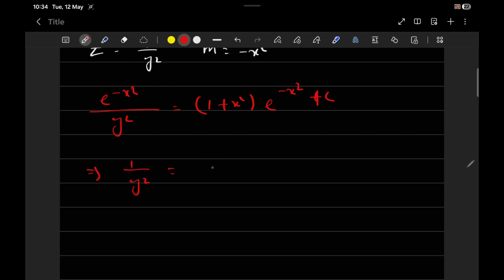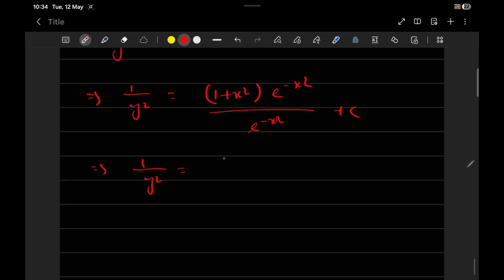1 by y square is equal to (1 plus x square) e to the power minus x square divided by e to the power minus x square, plus c. That is, 1 by y square is equal to 1 plus x square plus c. So this is the final answer.